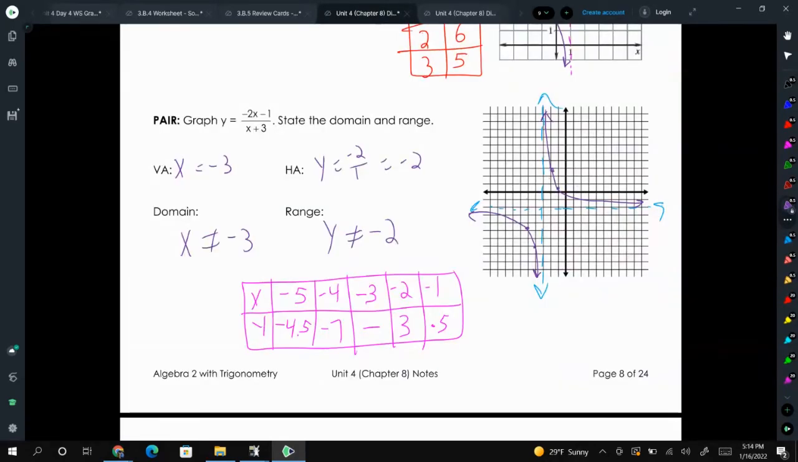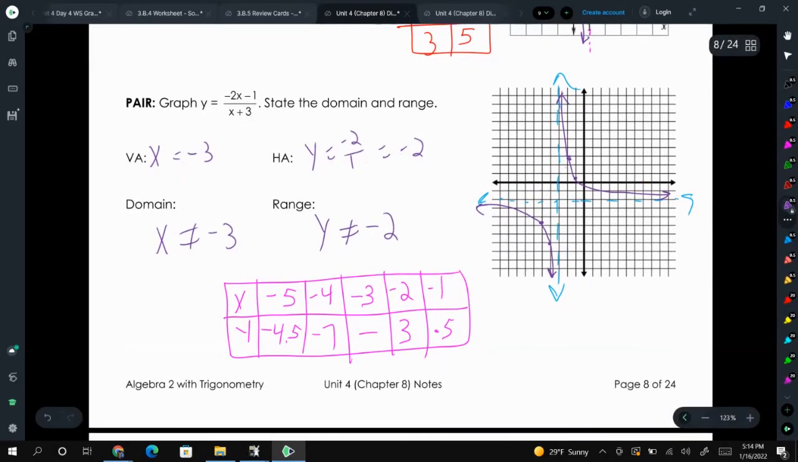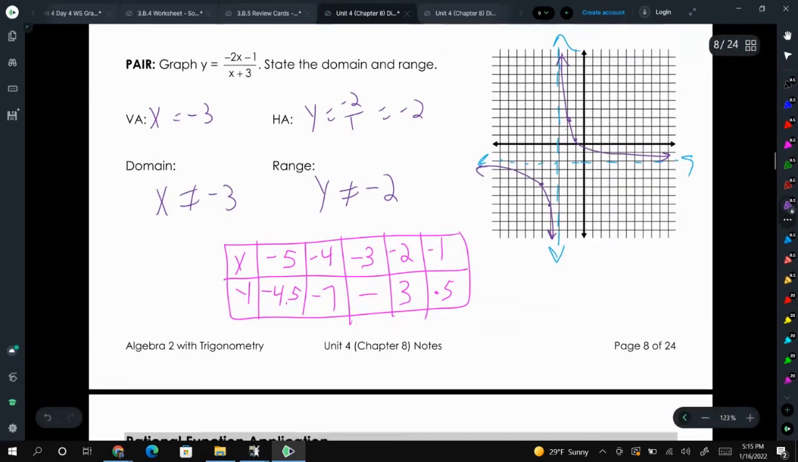All right, so you can see here, this is what we got. When we graphed it, we made our table, plugged those in, and found the asymptotes, domain, and range. So compare yours to mine. And then we can flip to the next page.